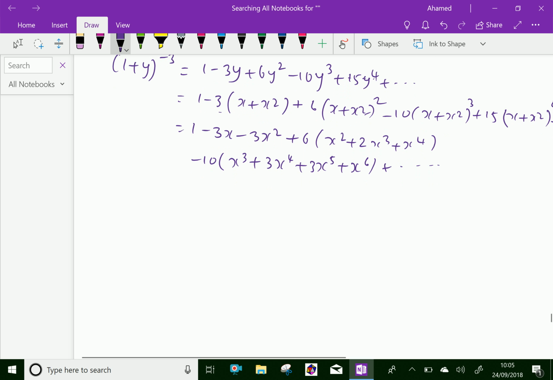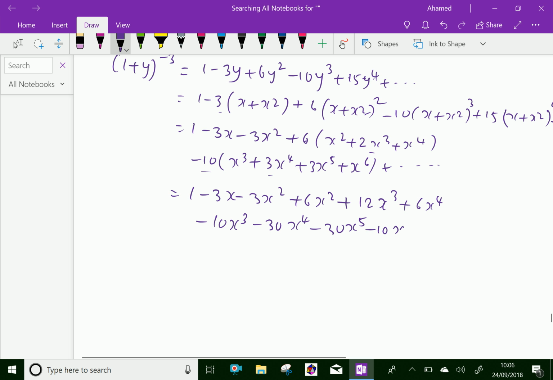So for the simplification, you get 1 minus 3x minus 3x square, multiply with 6 inside the bracket, we get plus 6x square plus 6 into 2 is 12x cube plus 6x power 4, minus 10x cube, minus 10 into 3 is minus 30x power 4, minus 10 into 3 is another minus 30x power 5, minus 10x power 6, plus 15x power 4.